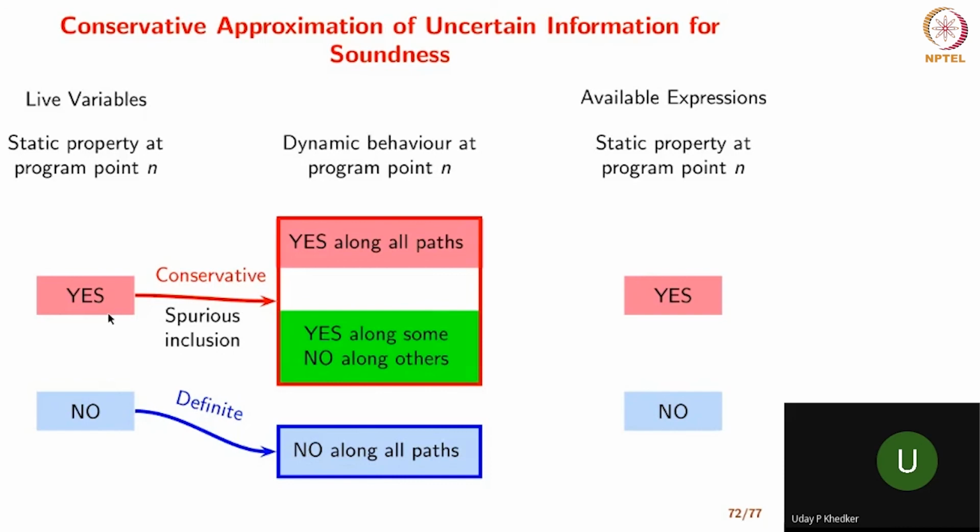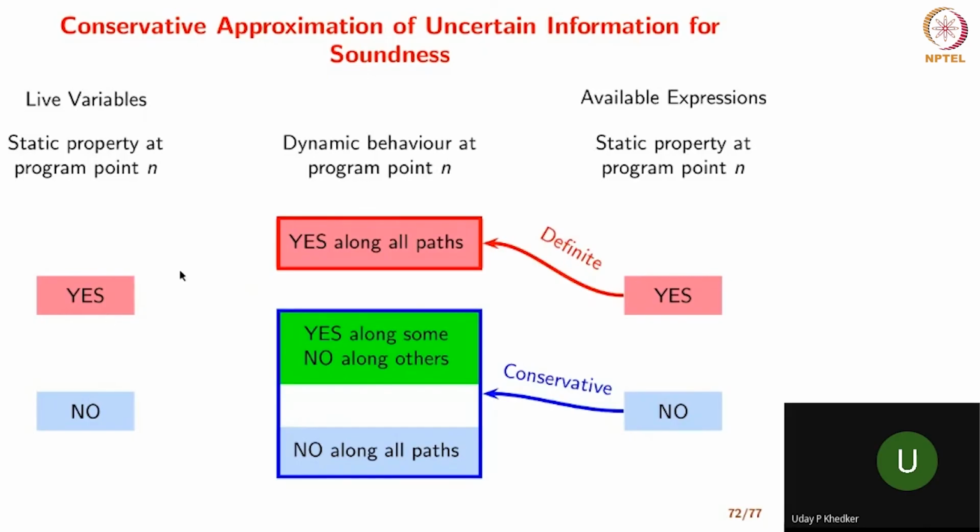In case of available expressions analysis, exactly the opposite happens. It's a property of every path, and therefore we will say yes only when it is yes along every path. If it is no along some path, even though it may be yes along some path, we will still say no. So we are marking it as conservative, meaning uncertainty is treated as no in available expressions analysis.